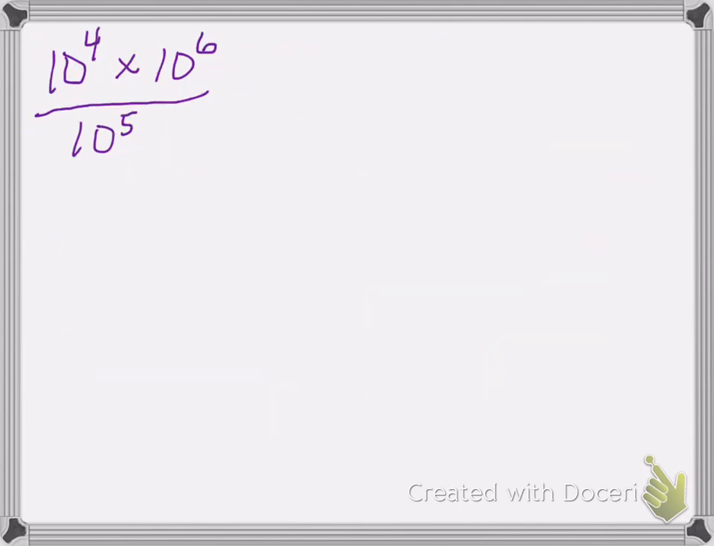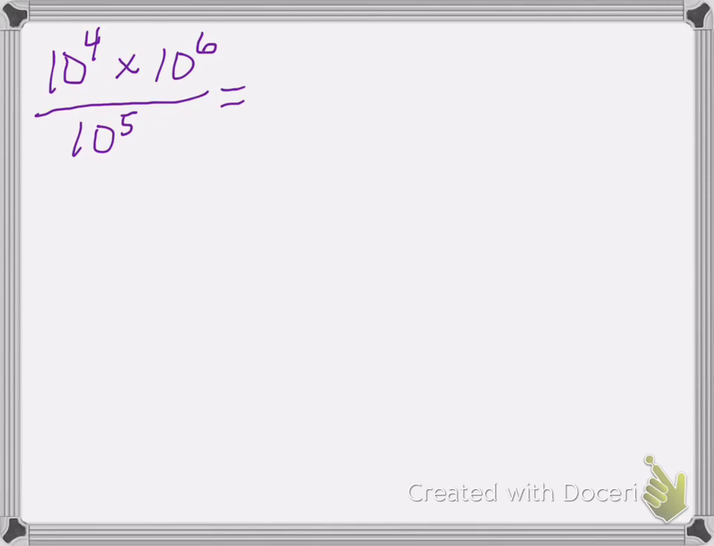So let's do some mathematical calculations using exponents. And you can do this without a calculator by just knowing the rules of multiplying and dividing numbers with exponents. And so let's do this one first. I'm going to multiply 10 to the 4th times 10 to the 6th, and then divide it by 10 to the 5th. Anytime you multiply exponent numbers like this, you just add them together.